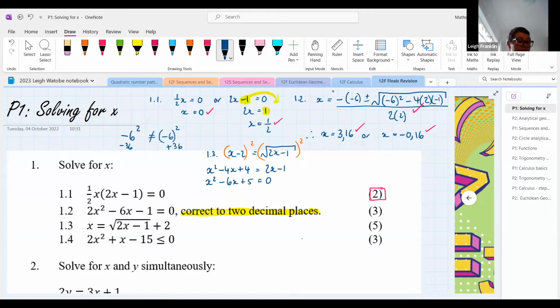Now I've got to do the same old usual thing. I've got to factorize, or if my factorizing is difficult, I've got to do the quadratic formula. I'm hoping that this would be easy enough for you guys to factorize, because the middle term, the x term, is negative and the last term is positive.